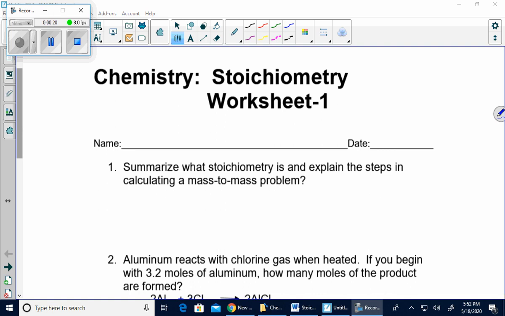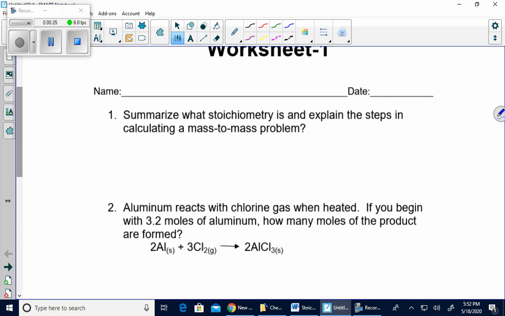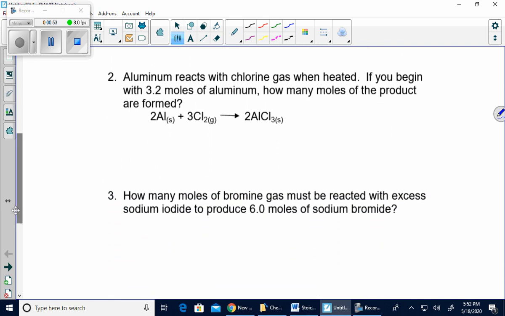So the first one, you could have got this right off the notes, but what is stoichiometry? Well, stoichiometry is the quantitative relationship between the reactants and the products in a chemical reaction equation. The steps: first thing, always start with a balanced equation, and then if you need to, you convert from mass to moles, and then you always multiply by your mole ratio, and then you go to whatever you need, either mass or volume. So in the first one, I gave you the balanced equation.